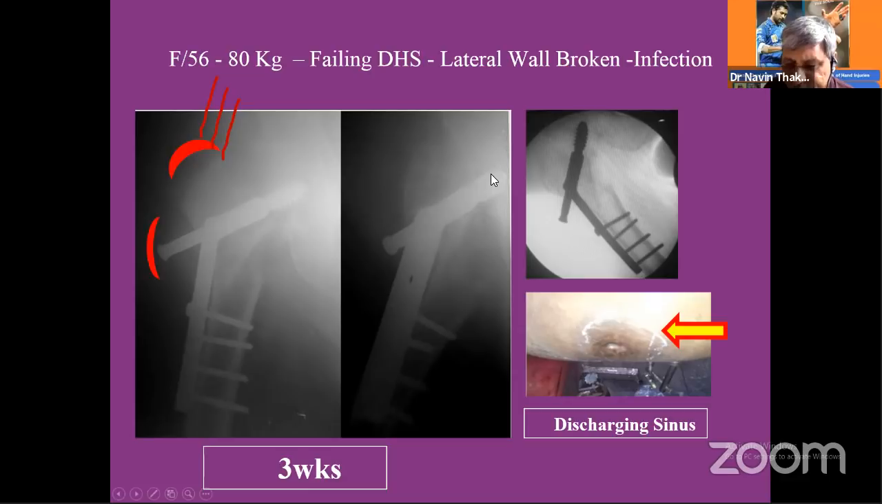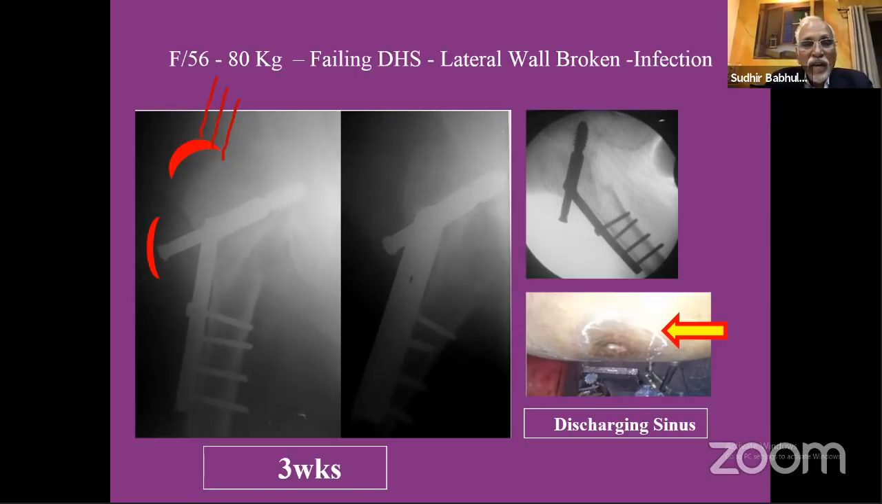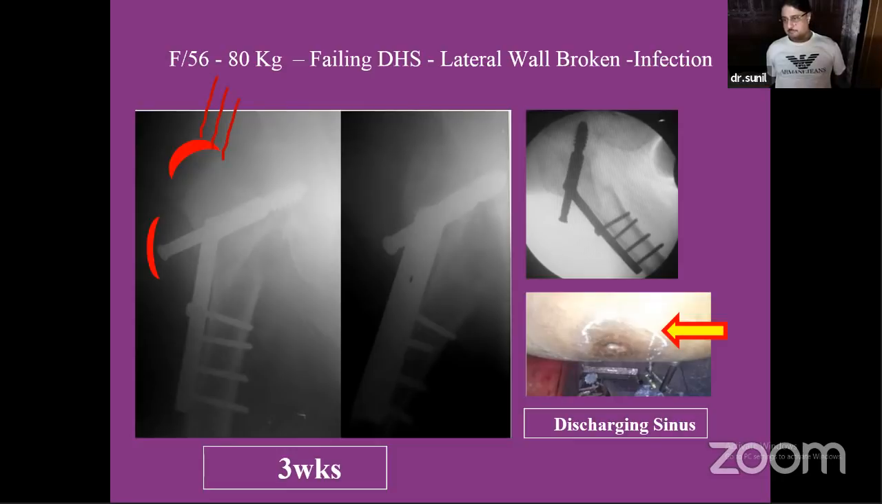Babulkar sir: After the control of infection, I will go down, do another debridement, reconstruct the lateral wall, and fix with a 95-degree angle blade plate plus additional anterior plate and bone grafts.